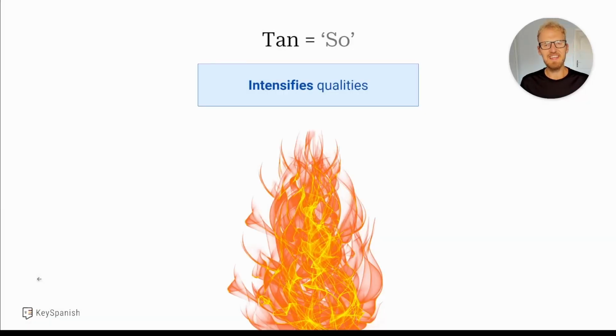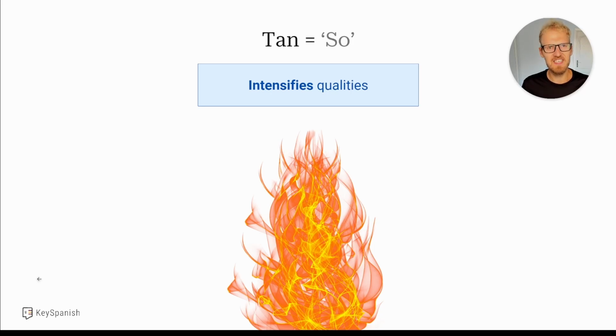Let's now dive into tan, this shortened form of tanto, that you can think of as so. And what it does is intensify qualities, that is, adjectives or adverbs. But we don't need to worry about that terminology.